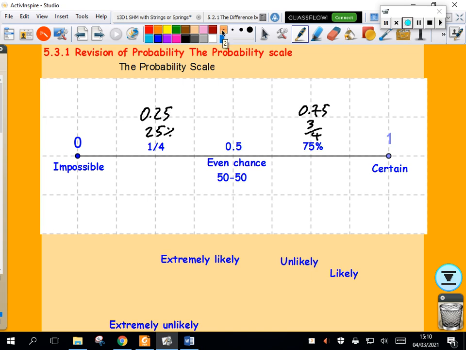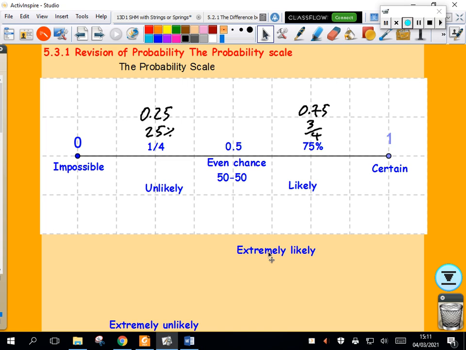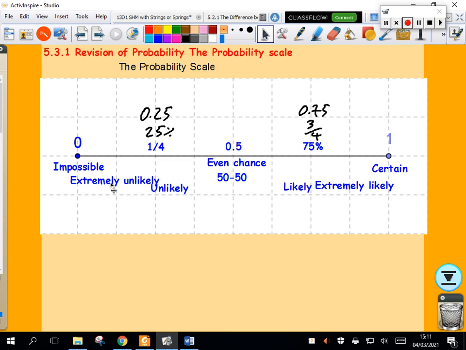It's 75 over 100. Something is unlikely to happen if it's on the left side of the scale, and something is likely to happen if it's on the right side of the scale. Something's extremely likely to happen if it's far up to the right hand side, close to being certain. Something's extremely unlikely to happen if it's down towards impossible.